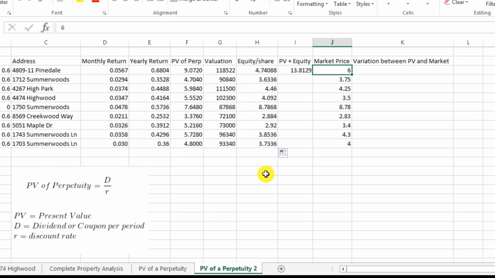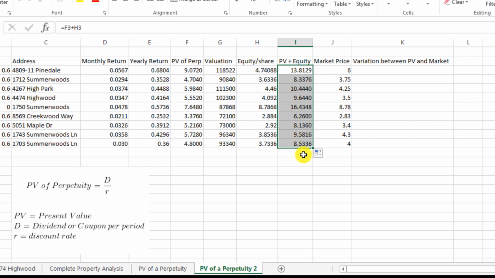So you can see if you bought 4809 Pinedale, you would end up losing $1.25, give or take. Again, just because the equity is a little bit less, which is normal because you're also receiving a dividend, or in this case, rent payment. So this, again, is just going to be your present value of the perpetuity plus the equity divided by the share price. So we'll bring this down as well.